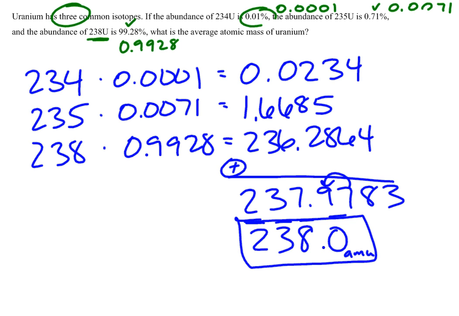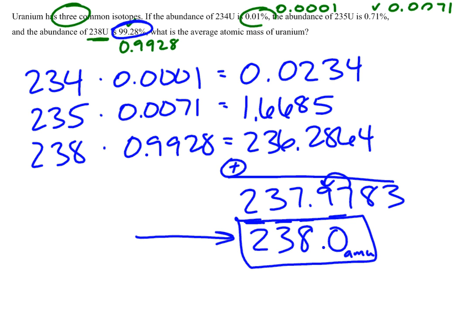AMU. So my average here is 238.0. And that, of course, makes sense because 99.28%, that's a very high abundance. So your average would be very, very close. In this case, sig figs allowed them to be the exact same number. Okay.